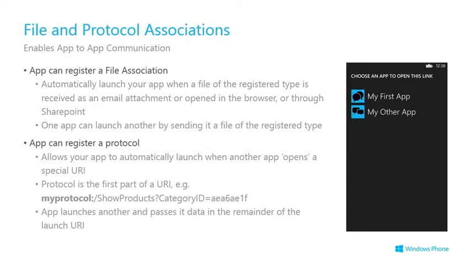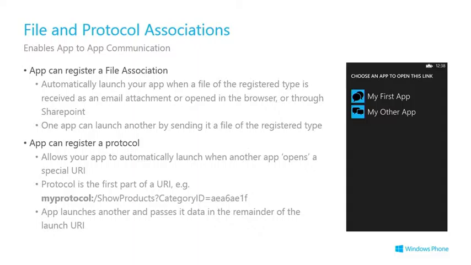This is the erroneously named app-to-app communication feature. Now, we sort of laugh about this because it does enable app-to-app communication, but that's only kind of one feature of it. It's actually all about having an application that can register a file association. This is very close to the same story on Windows 8. So an application can say, oh yeah, I know about .andy files or something.